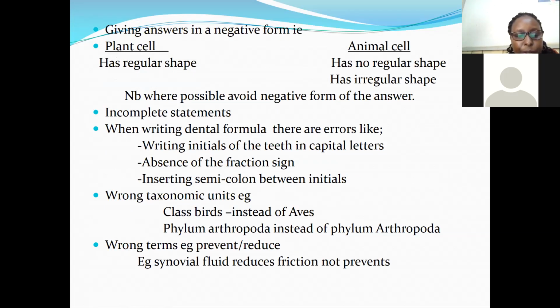Another way in which students lose marks is when they use wrong terms, words which are often not well used, like prevent and reduce. Mostly the student is going to use them where they do not apply. A good example, the student would say the synovial fluid prevents friction. In such a case, we don't use the word prevent. The student should use the words reduce friction. So prevent is not going to score, but what scores here is reducing friction.